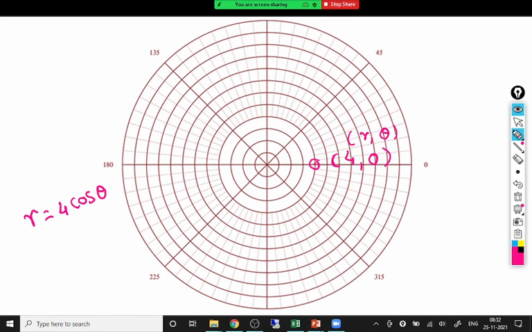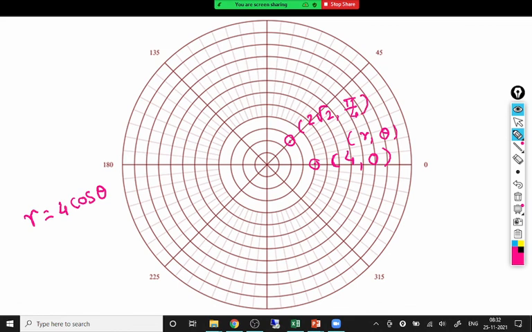Let's replace theta by pi by 4. Okay, 2 root 2. That's the correct answer. If we replace pi by 4, we get 2 root 2. So the next point you get somewhere here: this is 1 unit, 2 unit and 2 root 2. So this is actually 2 root 2 comma pi by 4. That is the next point.